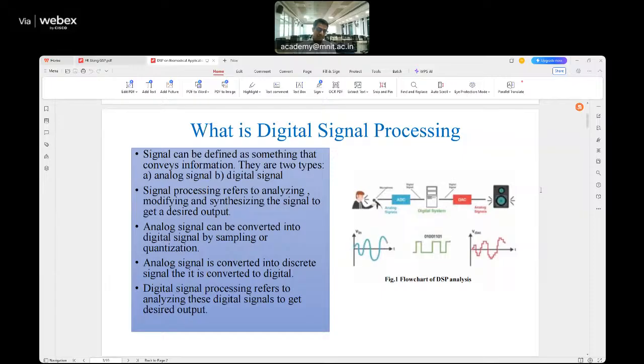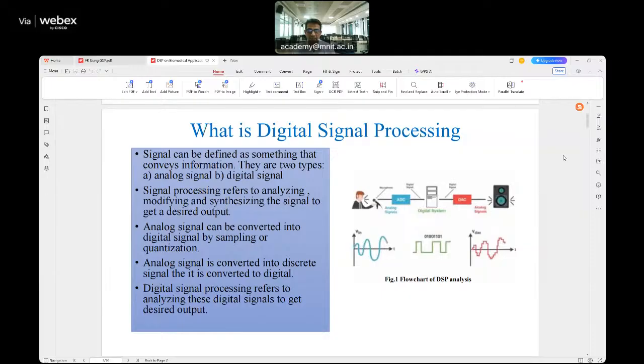So now we come to the word digital signal processing. Digital signal processing refers to analyzing these digital signals to get the desired outcome. Again, digital signal processing is analyzing these digital signals to get the desired output. But remember, when we say this word, it doesn't mean that it doesn't contain modifying and synthesizing. That is also equally part of it, because when we are analyzing it, definitely we will modify it, and it leads to the synthesis. So it contains both the meanings also.